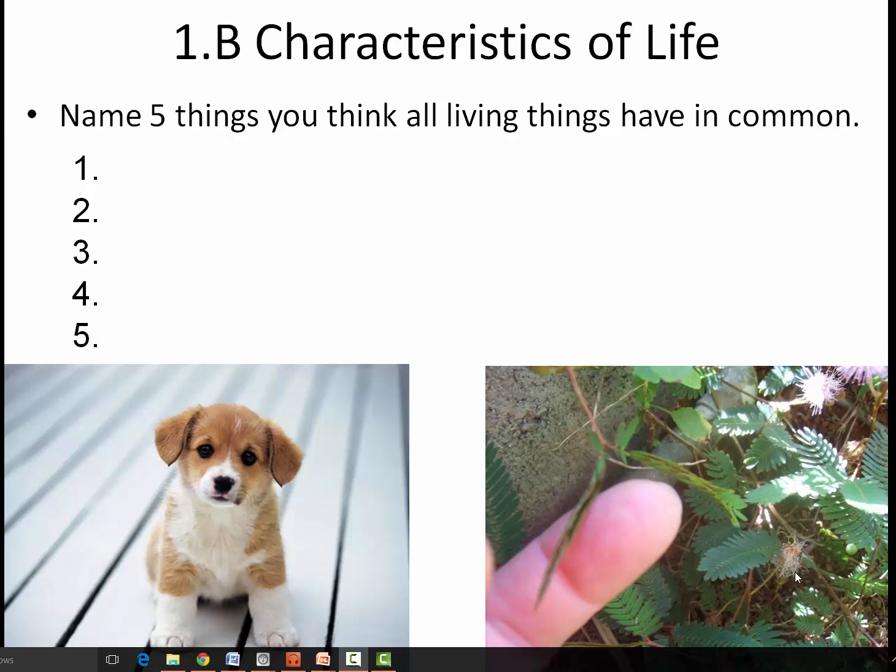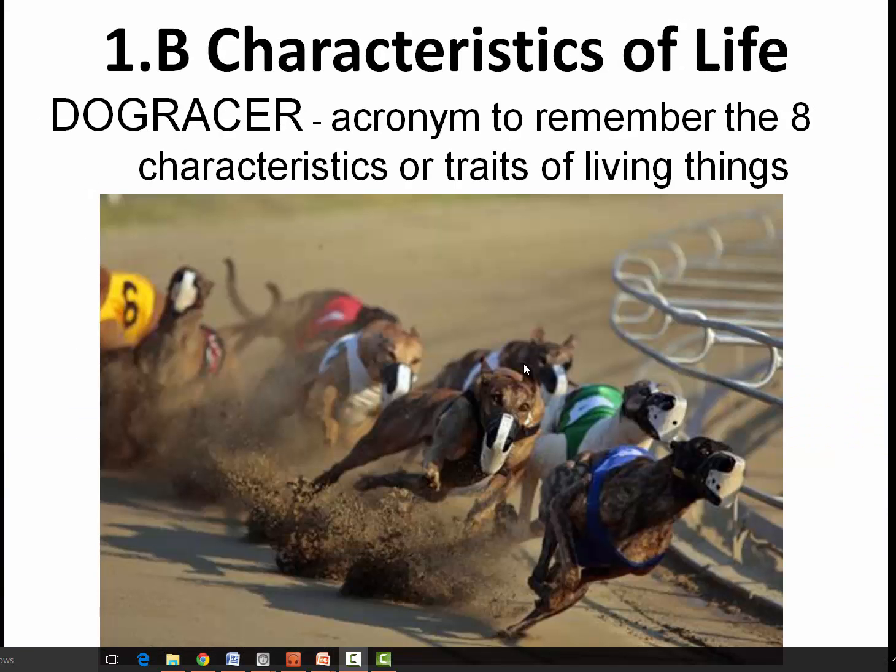This is Introduction to 1B, Characteristics of Life, and the first thing I'm going to do is ask the kids to come up with 5 things that all living things have in common. And this is what we'll fill in, as you can see right there. I've got a picture of a nice cute little puppy, and I also have a sensitive plant over here. These are 2 living things, by far not the same living things, but 2 living things that the kids can actually use to come up with these. Not going to bore you with those now because we'll do that in class.